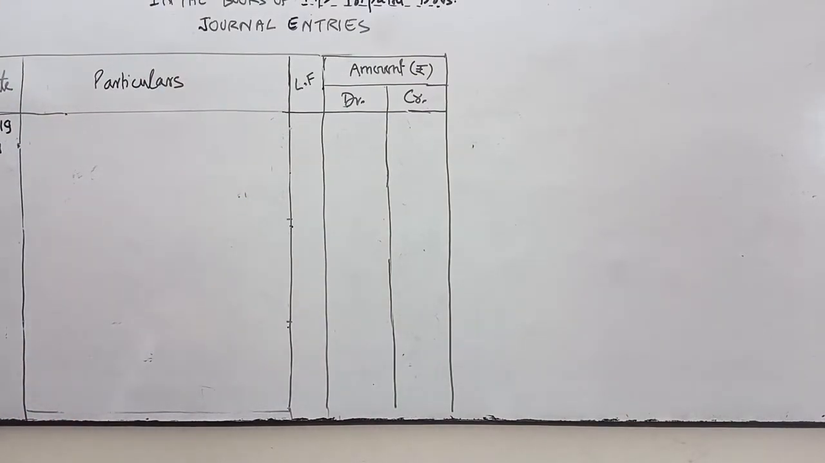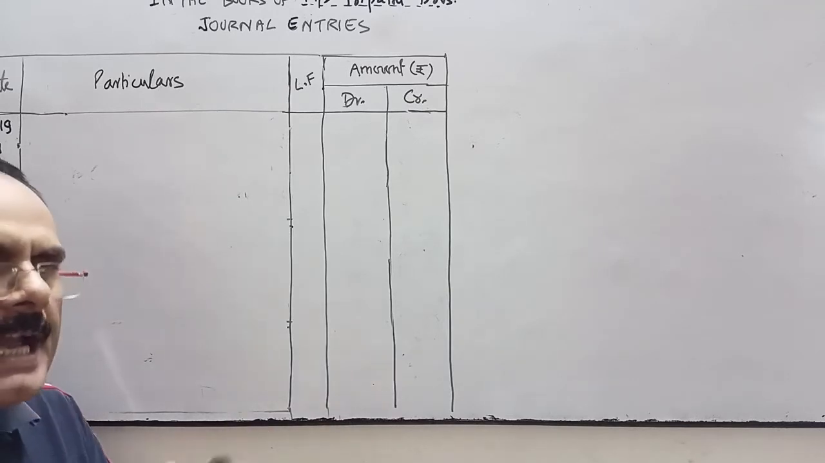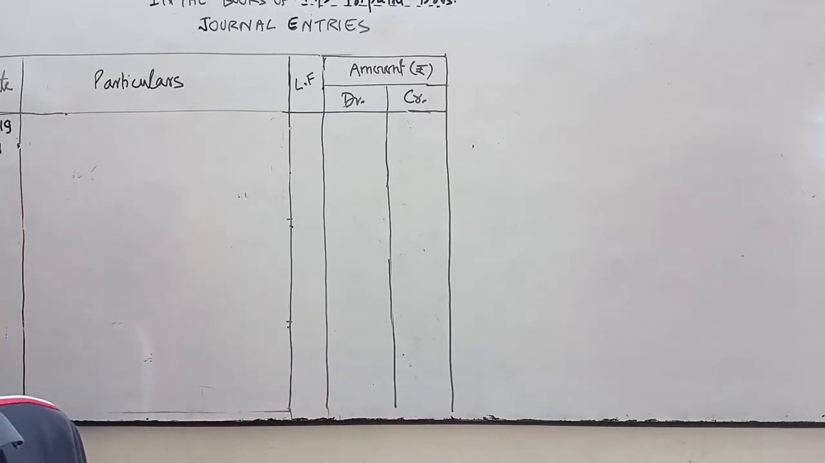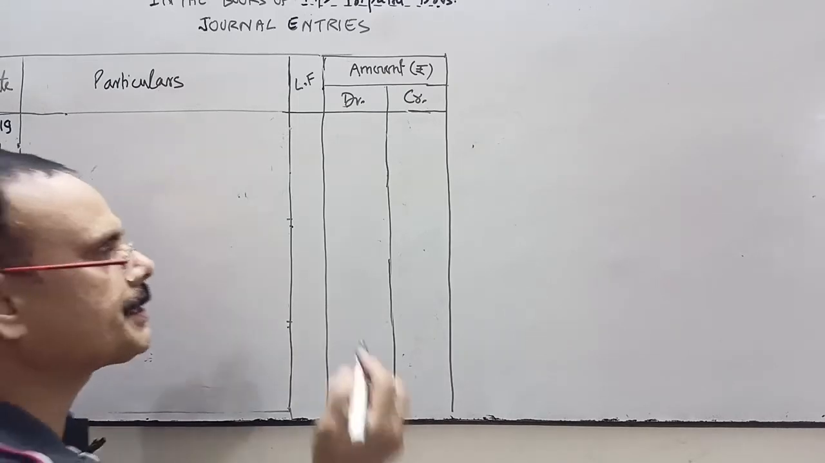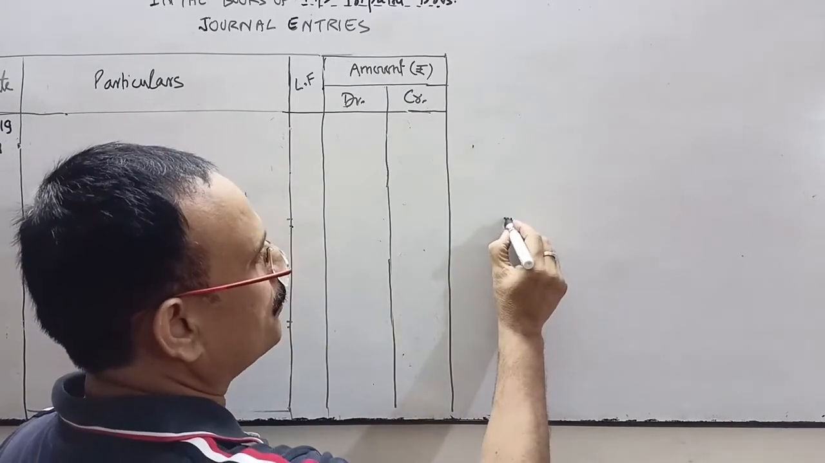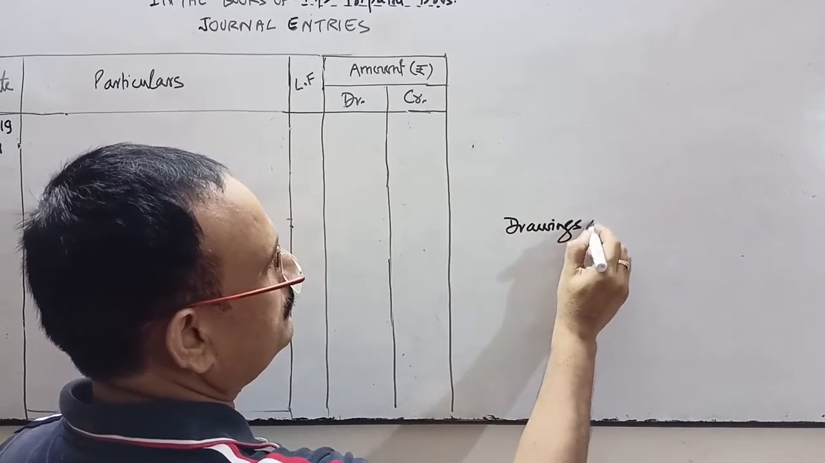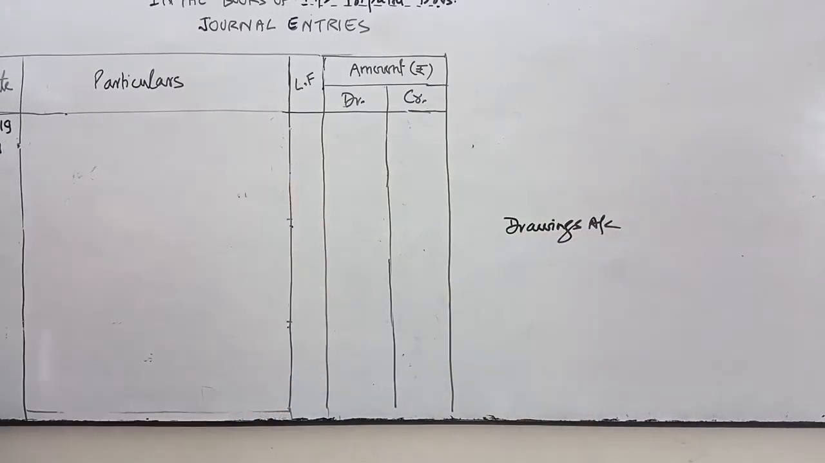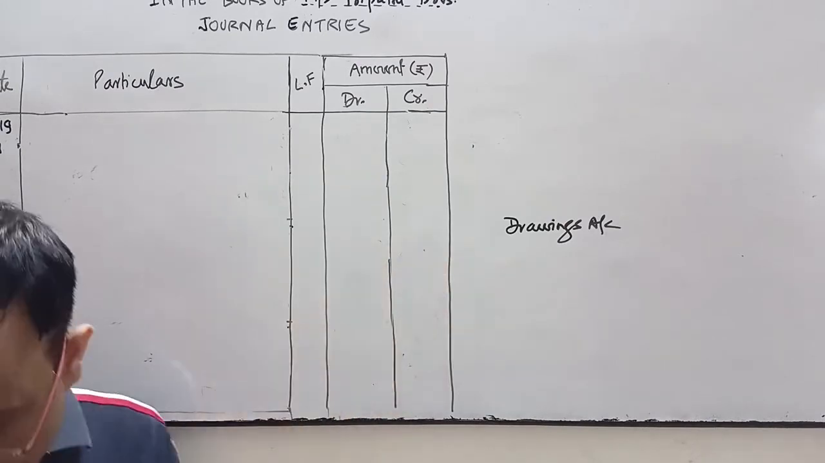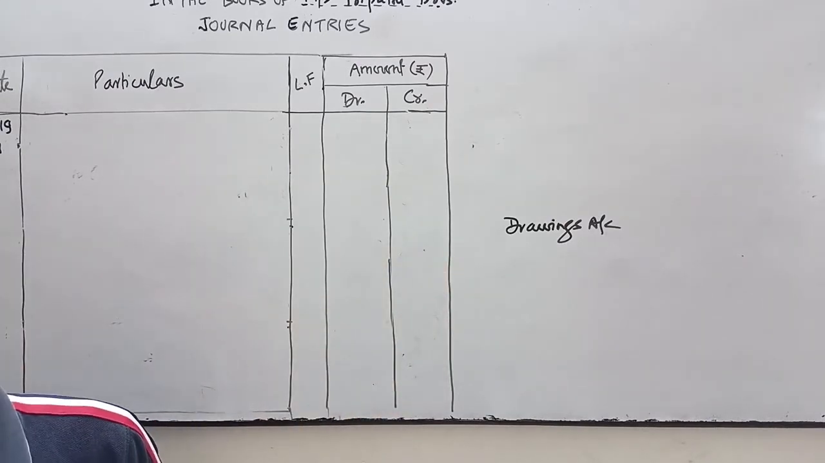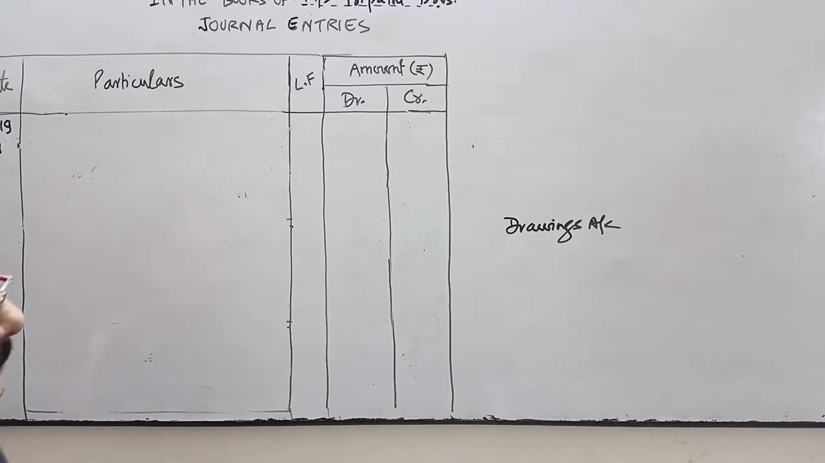So the next transaction is withdrew cash from office for personal use. Withdrew cash means you have withdrawn cash from business for personal use. When the proprietor withdraws the amount for personal use, we open the drawings account. Well, I will open the drawings account. Withdrew cash from office for personal use.